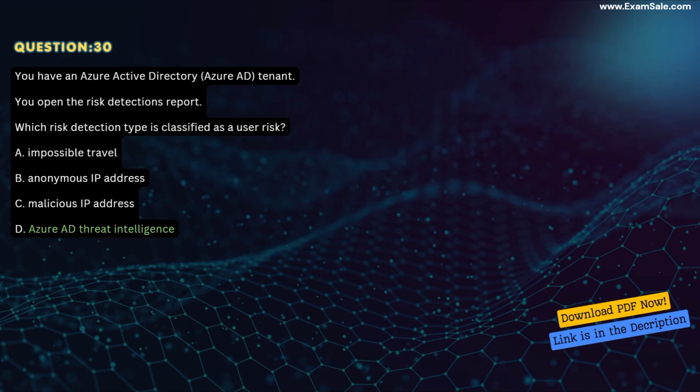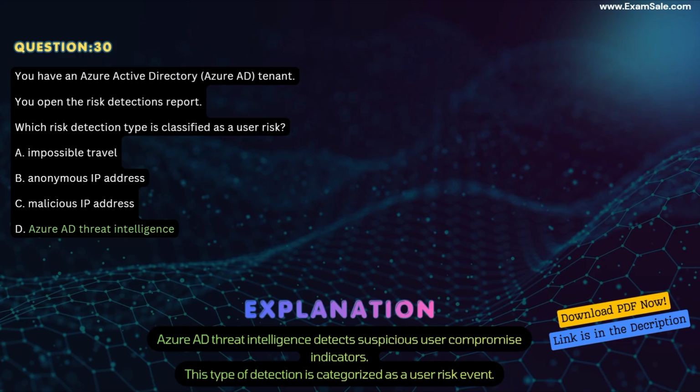Azure AD threat intelligence. Explanation: Azure AD threat intelligence detects suspicious user compromise indicators. This type of detection is categorized as a user risk event.